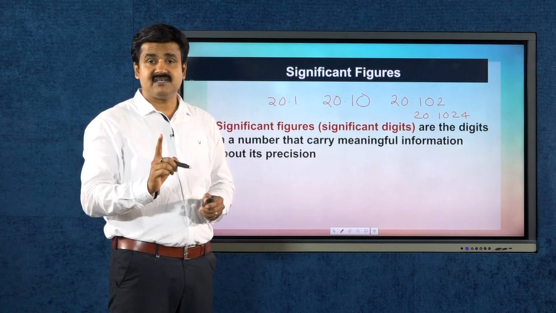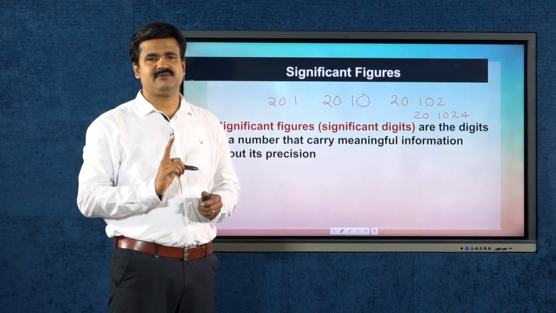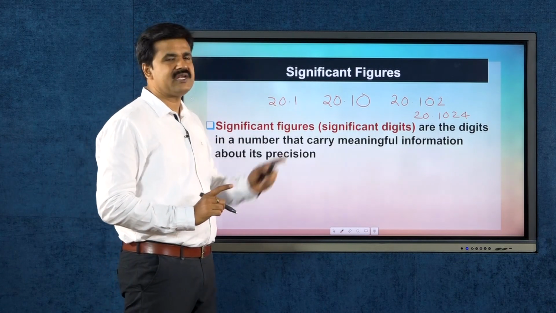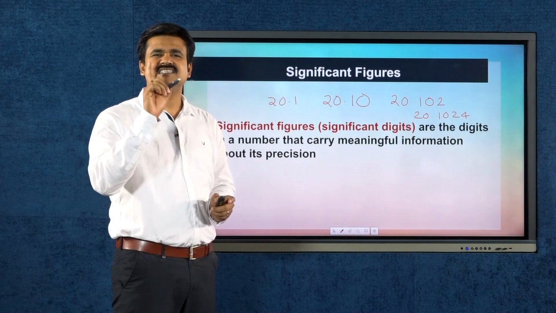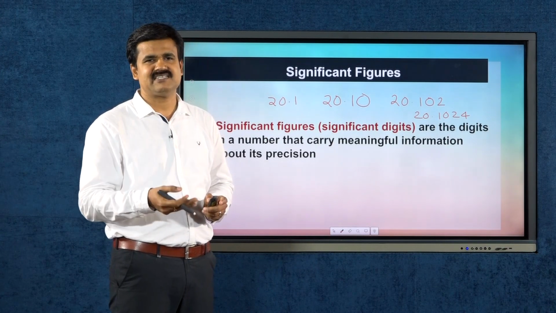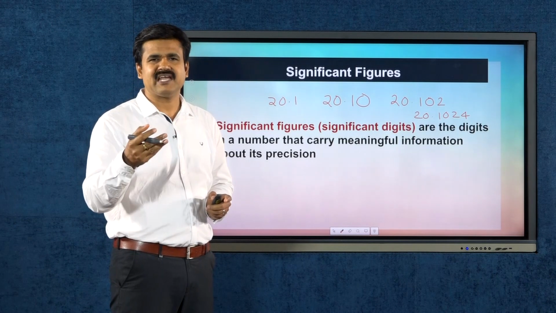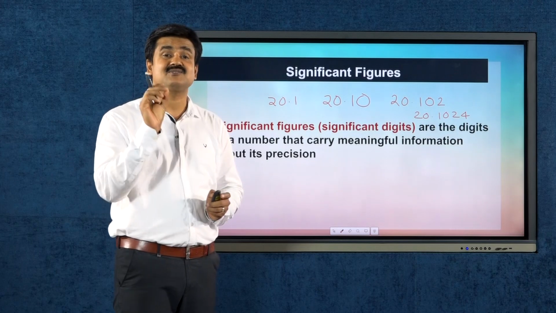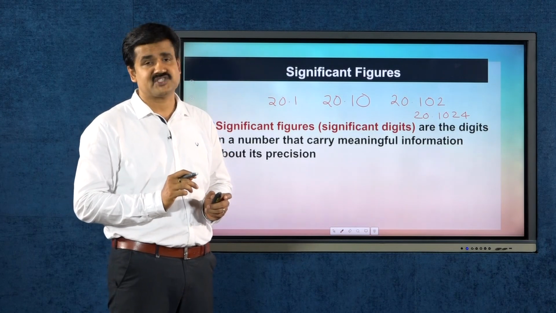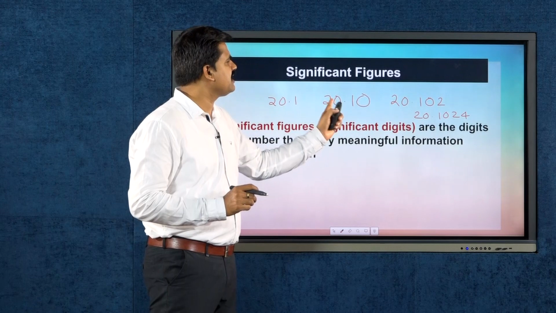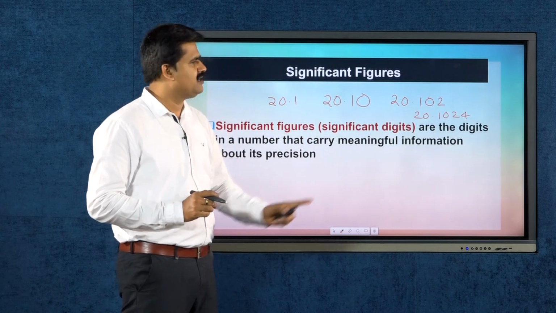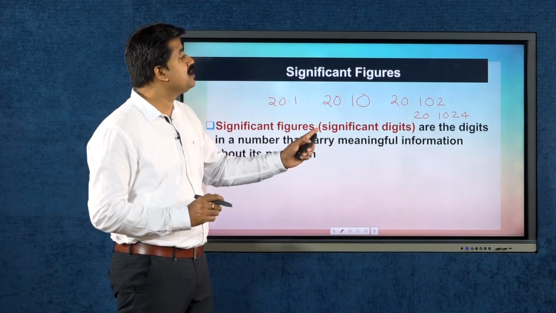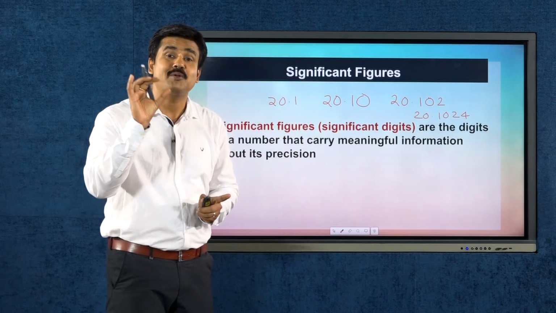Which measurement is highly informative about the mass of the body? This is 20.1. So, the last digit 1 may have some uncertainty. It may be 0.09 or 1.1 like that. There is always some uncertainty associated with the last digit of a measurement. Now, it is more clear. It is 20.10. This is 20.102. The last measurement, 20.1024, is more precise.